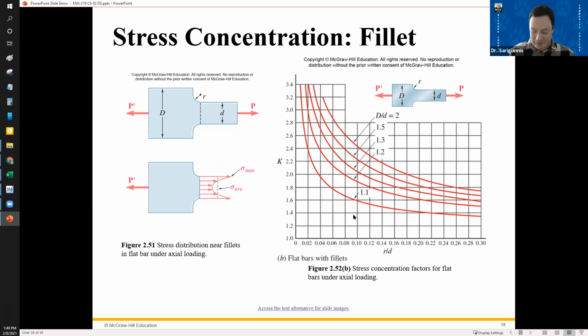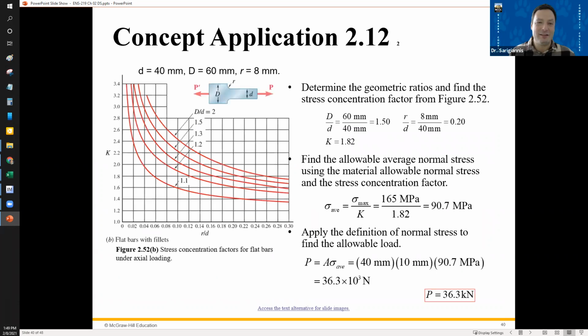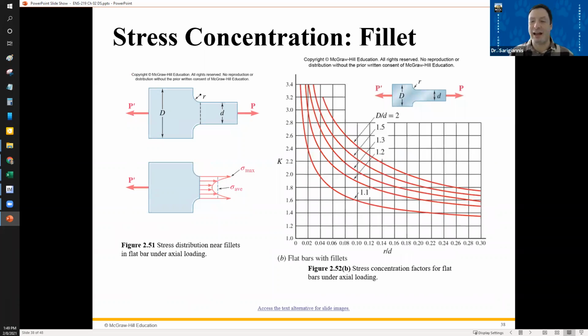Here's a fillet. This is probably a good place to stop and start next time. We'll just start here on Wednesday.